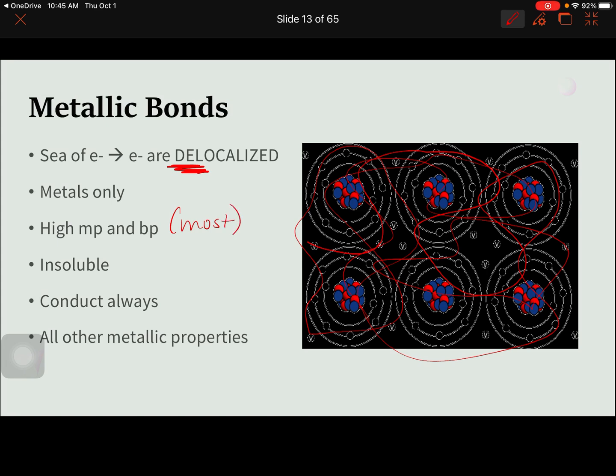Gallium is a metal that can actually melt at your body temperature. Metals do not dissolve in water. They will always conduct electricity. And then your luster, malleability, right? Shiny. Malleable means you can mold it and shape it. Ductility means you can make it into a wire.